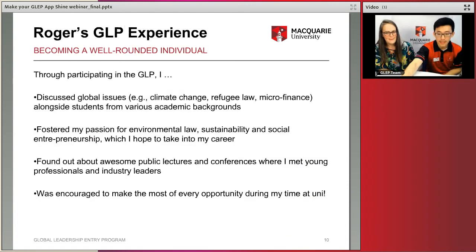So what I really enjoyed about the Global Leadership Program during my time here at Macquarie is that it really made me not only a well-rounded student, but just a well-rounded individual more generally. So one of the things I really enjoyed was discussing global issues alongside students from other faculties and from various academic backgrounds. So if you imagine speaking about climate change from a legal perspective, economic perspective, and a human rights kind of angle, these are three very different ways of thinking about the same issue. And by interacting with these students, I was able to gain a well-rounded idea of the issues at hand.